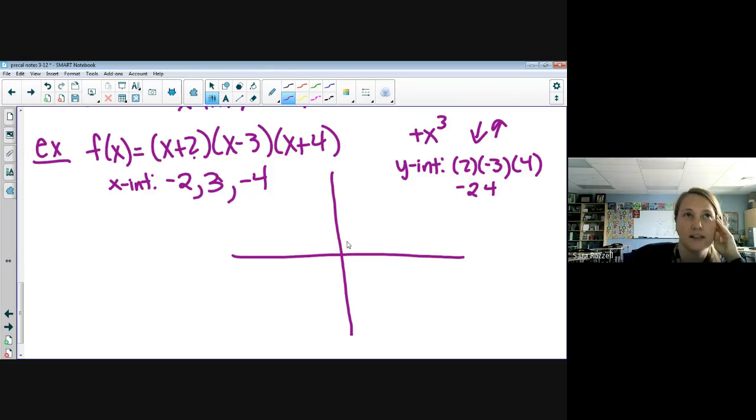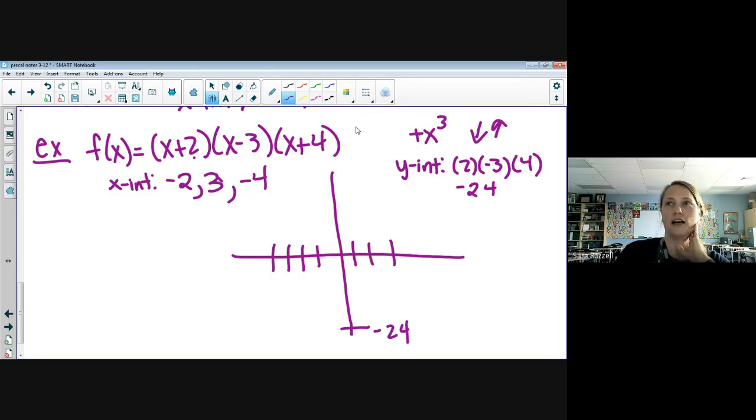Maybe your graphs can be as pretty as mine. Just kidding. Mine are horrible. I'm going to cheat down here because I'm not going to make 24 tick marks. I value my time.